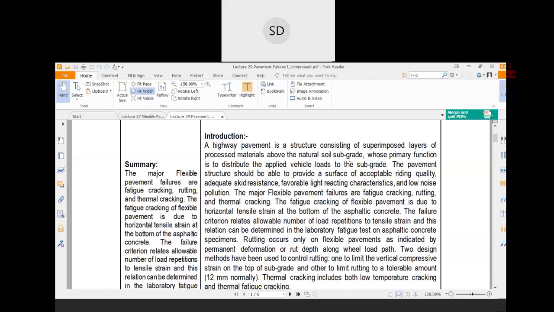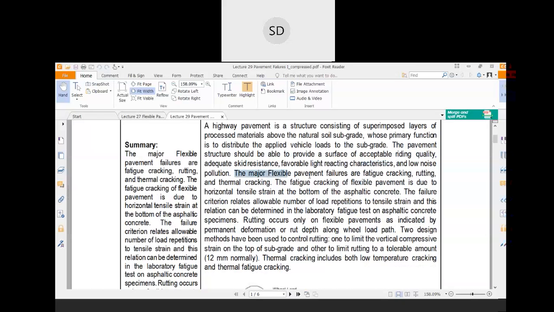Now a highway pavement is a structure consisting of superimposed layers of processed materials above the natural subgrade. You know about this: above the natural subgrade we build different layers consisting of different types of materials whose primary function is to distribute the applied vehicle loads to the beneath layer. Now, the pavement structure should be able to provide a surface of acceptable riding quality, of adequate skid resistance, and with favorable light reflective characteristics. Otherwise, it would create some glare, that we have also already discussed, and low noise pollution.